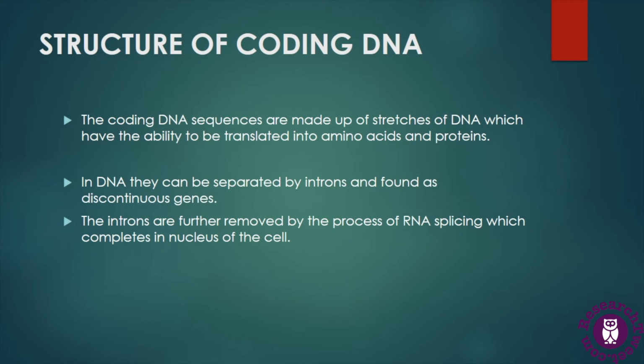In DNA, they can be separated by introns and found as discontinuous genes. In eukaryotic organisms, they are found as discontinuous genes because there are introns present in between the exons. But in the case of prokaryotes, the introns are not present. These introns have no role in translation, and thus they are removed by the process of RNA splicing. This process completes in the nucleus of the cell, and then the protein synthesis completes in the cytoplasm of the cell.